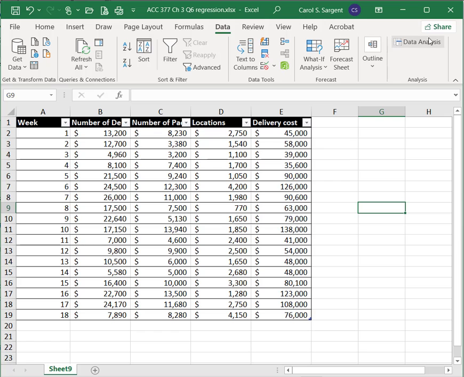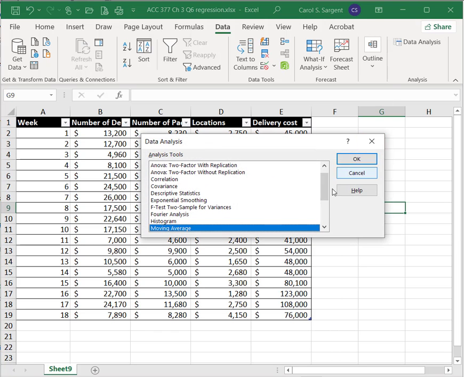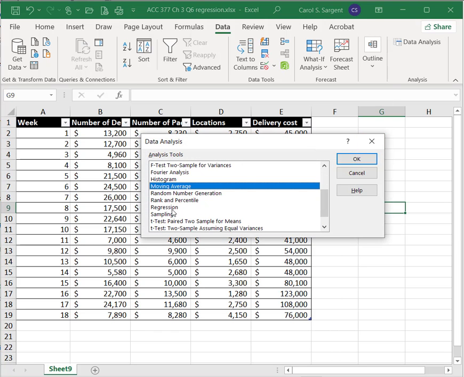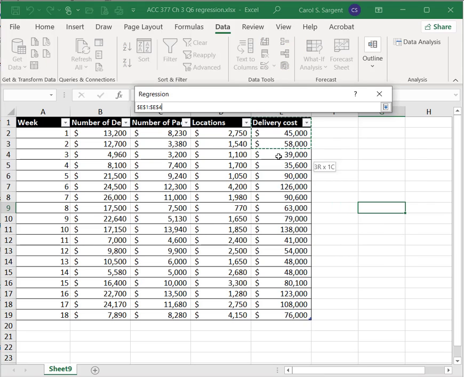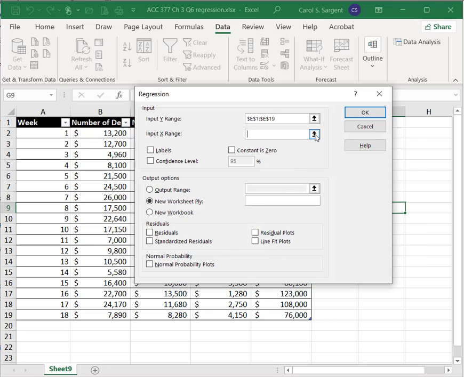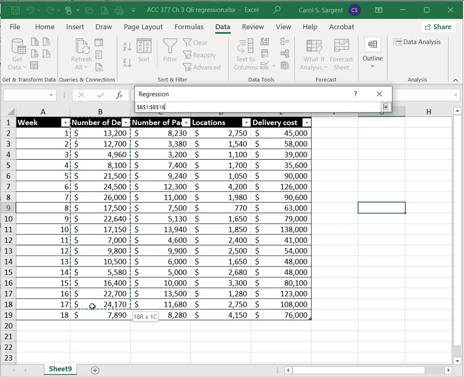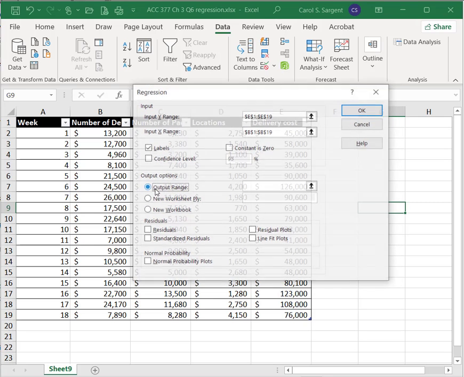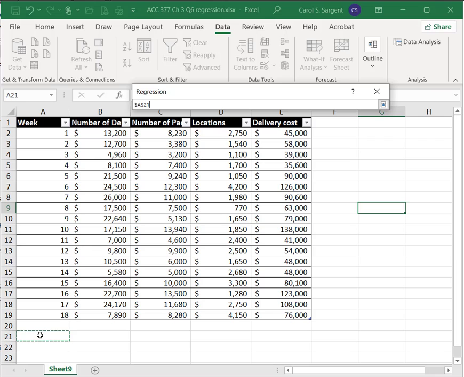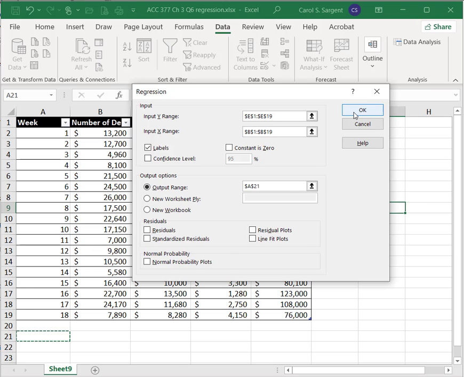So let's go. Our data analysis has already been installed, so we have regression. And the Y is the outcome, in this case, delivery cost. And we'll just start with miles. And I did put the label in the range, and we can pick an output range. All right.